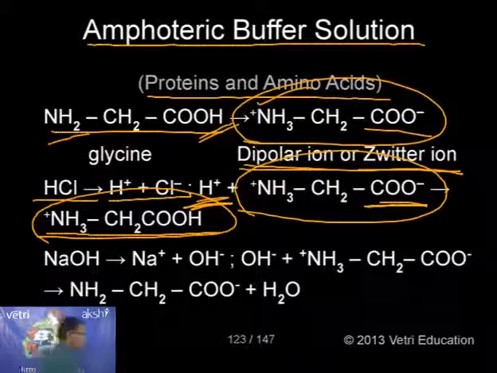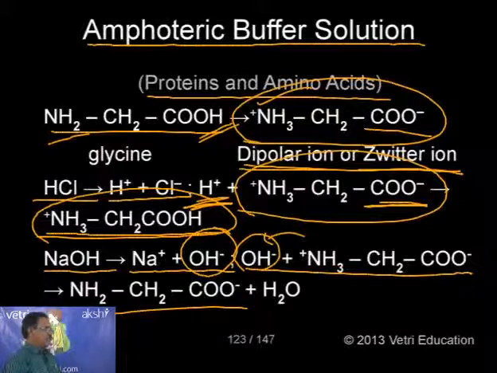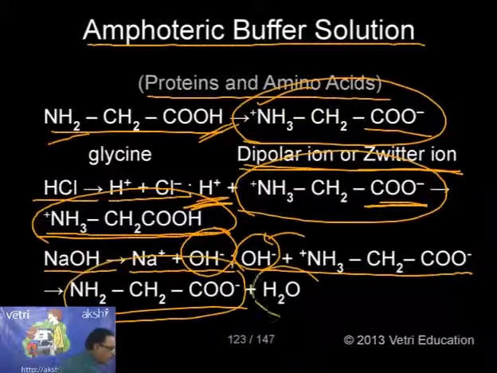The same way, suppose I add a few drops of sodium hydroxide, a strong electrolyte, which undergoes ionization to produce sodium plus and OH minus. This OH minus combines with the zwitterion NH3 plus CH2COO minus. The OH minus combines with the H plus of the NH3 plus, forming water and giving a negative ion, NH2CH2COO minus. Water is a weak electrolyte. So the added OH minus is converted into water by taking one proton from the NH3 plus, converting it into NH2, so it becomes a negative ion.